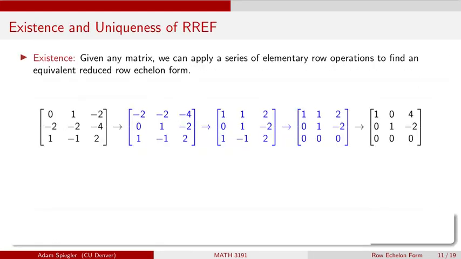So by following that Gaussian elimination process, we have proven that given any matrix, there are a series of elementary row operations that we can apply to that matrix that will write it in an equivalent reduced row echelon form. Sometimes we abbreviate that with RREF. So here is an example of a 3x3 matrix where we've performed these operations and put it into reduced row echelon form over here. So for any matrix, we can do this.